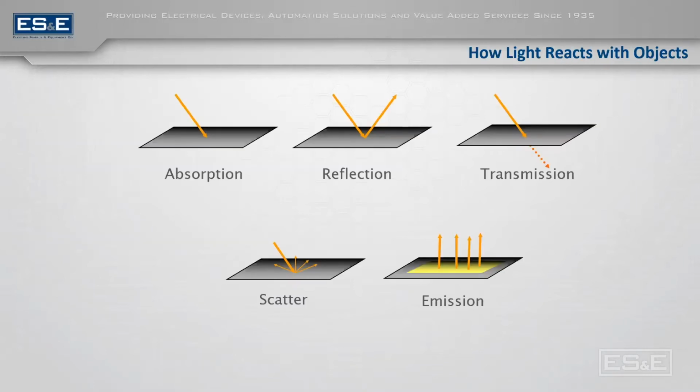So these are a few different ways of how lighting reacts with objects. Each object that we come across for machine vision is different. And these are just a few examples of how your third-party lighting can interact with the object that you're inspecting. It can absorb, it can reflect, it can transmit through your object, it can scatter, or it can also have emission. Any type of object that you're performing inspections on can be different, and you can have different types in the same facility.